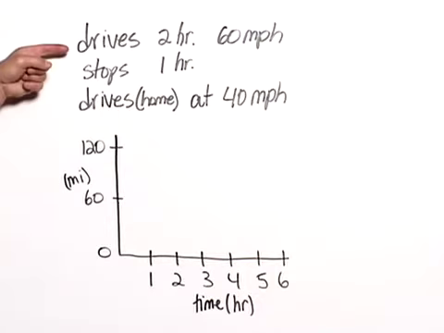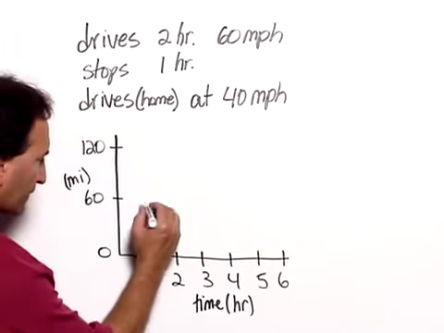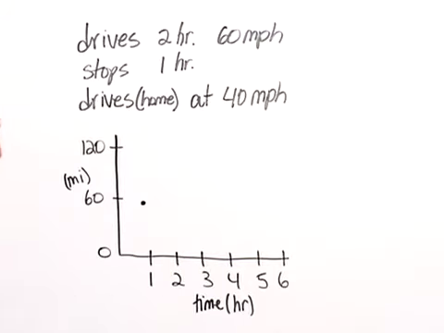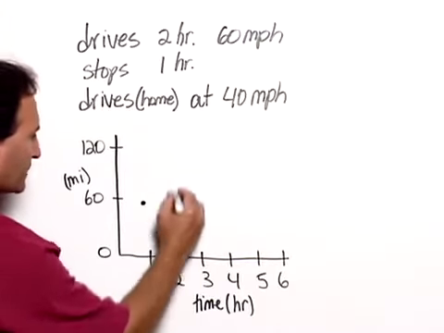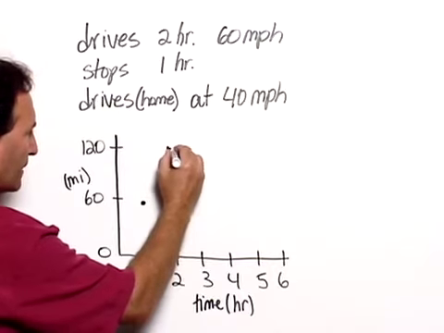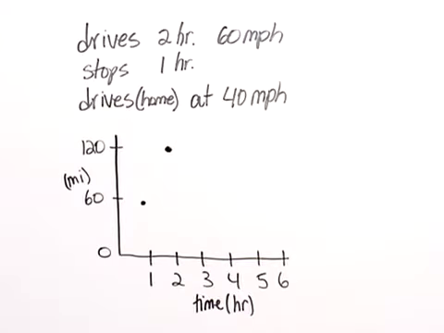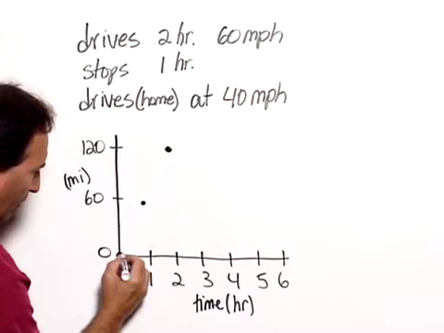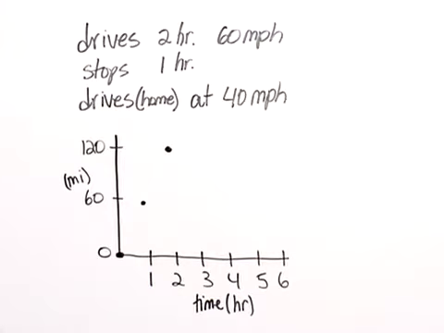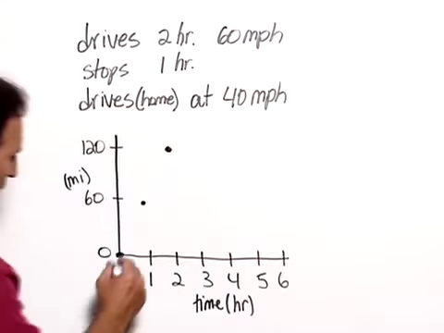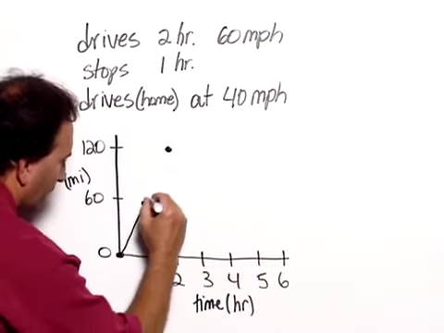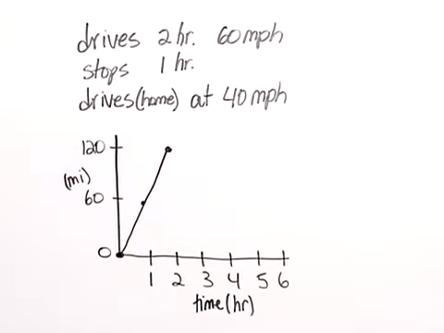What we have is driving 2 hours at 60 miles per hour. So after the first hour, he would be 60 miles from home, and after the second hour, he would be 120 miles from home. He started at home, so at a time of 0 he was no miles from home. So here's what it looks like in the first 2 hours.